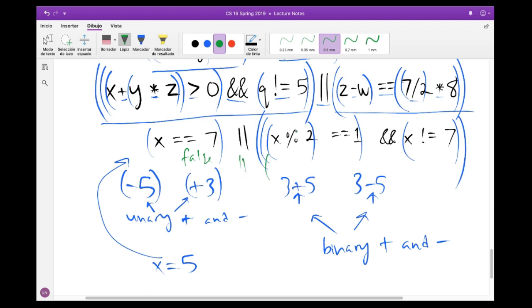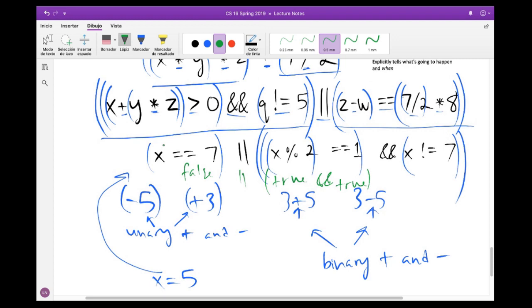Or is it odd, true, and is it not 7, true? So this becomes true, or false is still true, so that makes it true. Okay? So if I gave you an example like this, you could plug in the numbers and get the right answer. All right, so that is precedence.